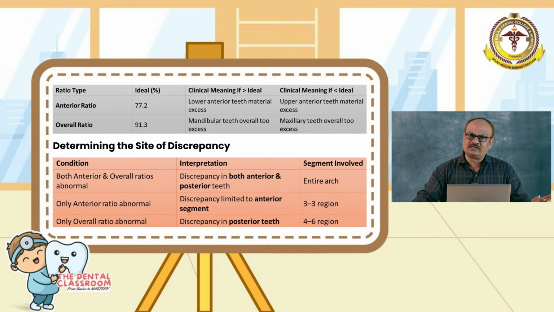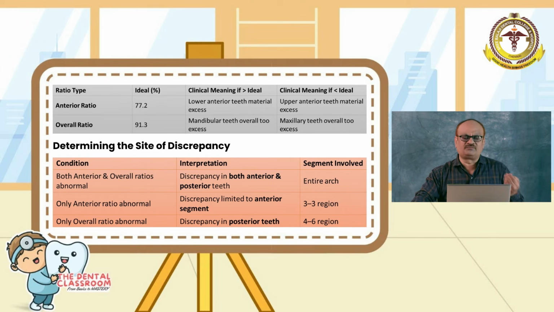If the same thing, if the value I calculated for my models is less than the ideal, less than ideal means here 77.2, less than 77.2 for the anterior ratio and less than 91.3 for overall ratio. It indicates that the upper tooth material is excess since the maxillary calculations are done in denominator. So likewise, if overall tooth ratio is less than 91.3, the maxillary overall tooth material is excess.